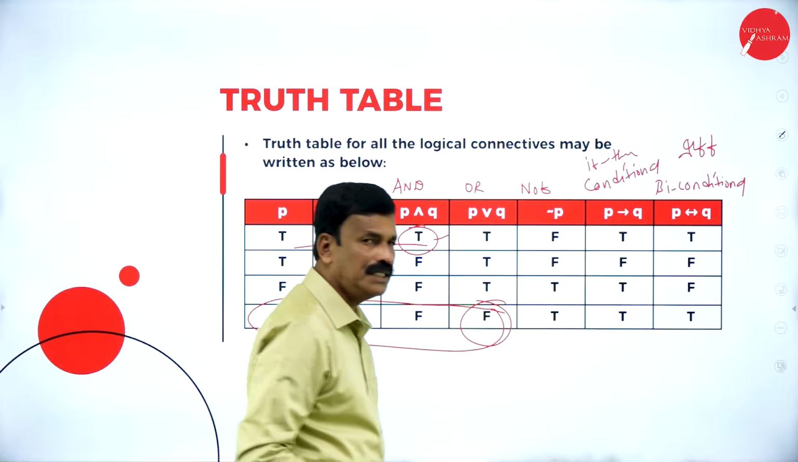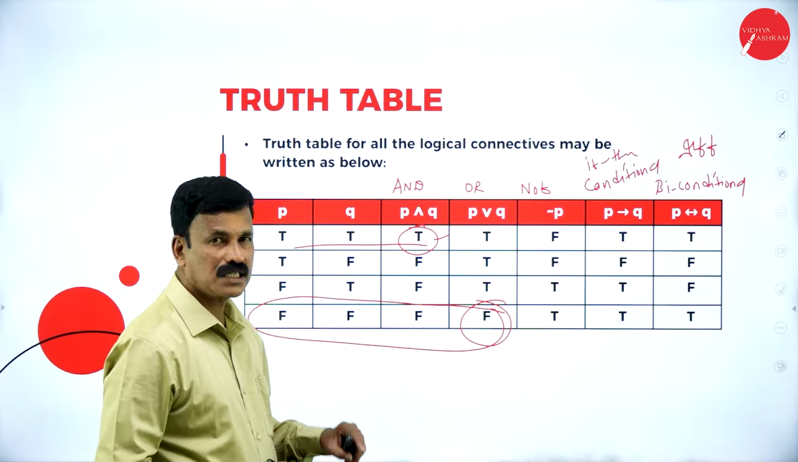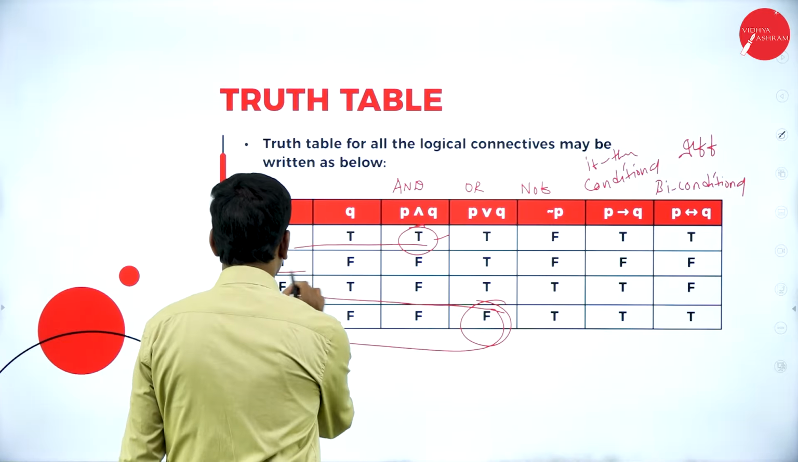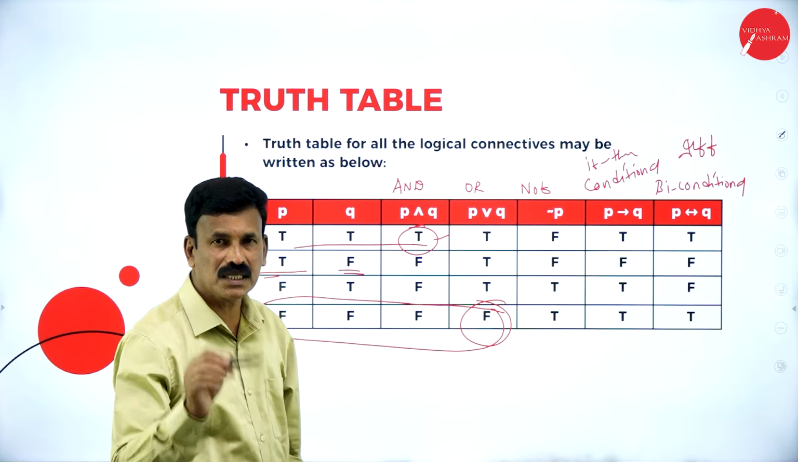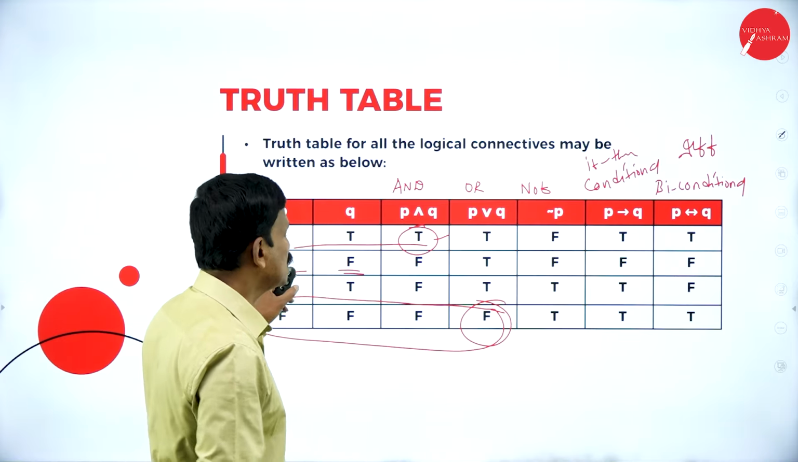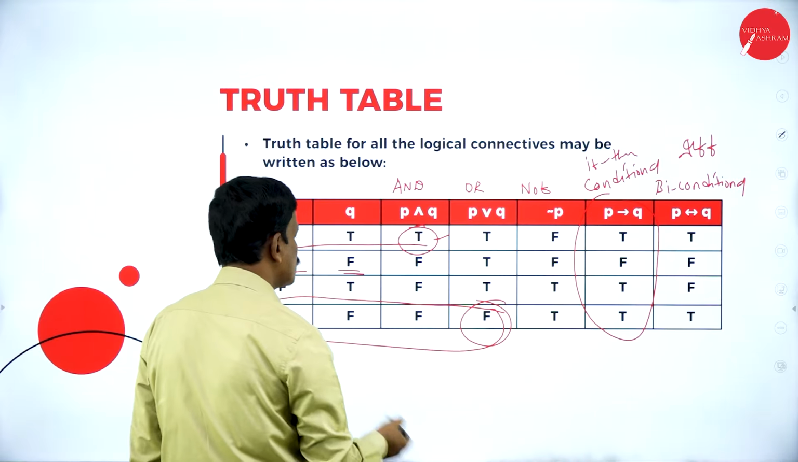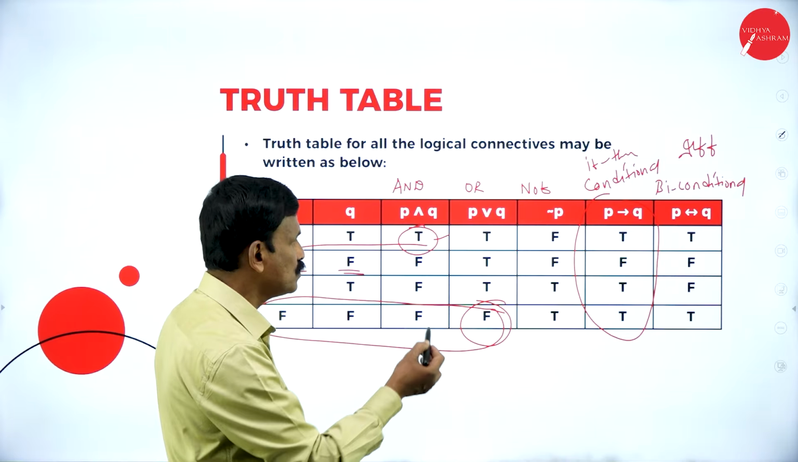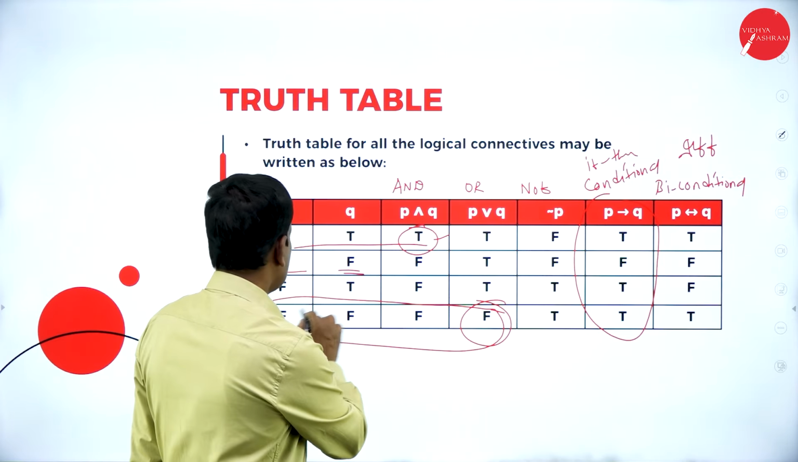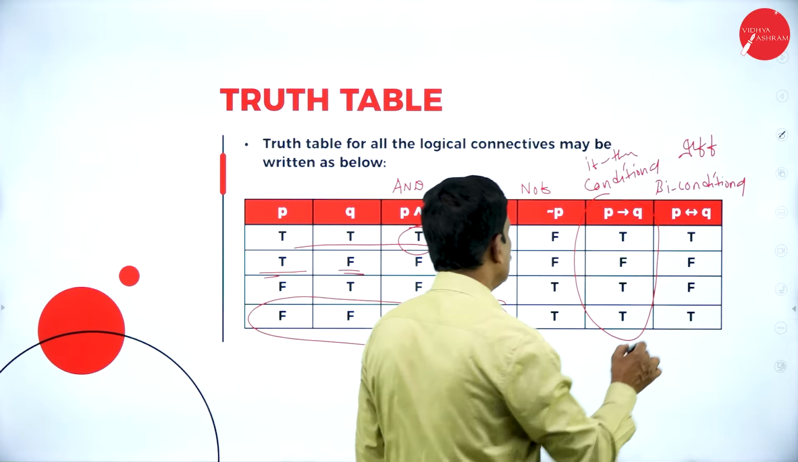Then the conditional. For a conditional statement, if the first one is true and the second one is false, T and F, then the statement is false. In other cases, it is true. So true and true is true, true and false is false, false and true is true, false and false is also true. And the last one is the biconditional.